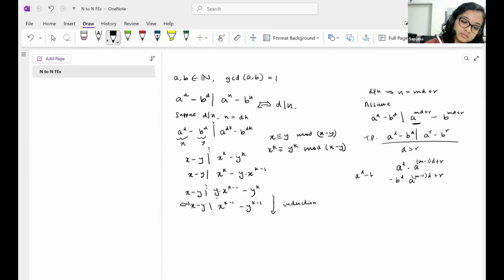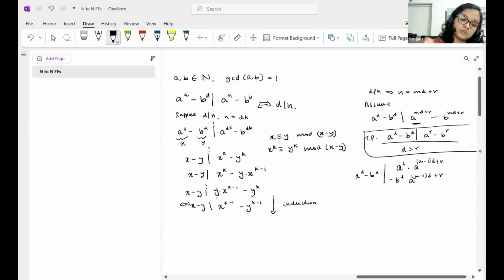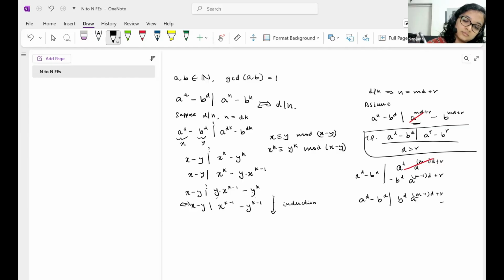So we know that this divides this. So this is what we want. So now when we subtract, this and this cancel. So what you get is a raised to d minus b raised to d divides b raised to d times this. And now you can get rid of the extra b factor because they're coprime, so it doesn't contribute. I'm just using this fact about the GCD.